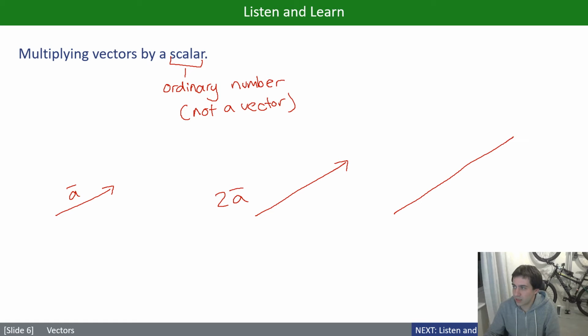And then 3A would look like this, and so on. That's supposed to be 3 times the length there. This is 3 times the length of that one. And that works for fractions also. So for instance, this would be half a, something like this. I'm trying to make these all the same angle, they should be the same angle, all of them. That'd be a quarter a.